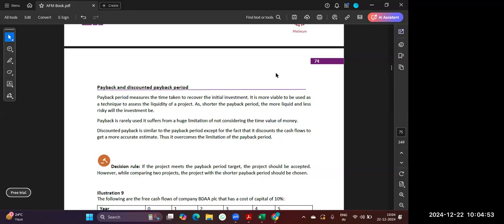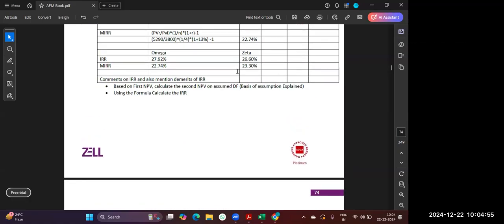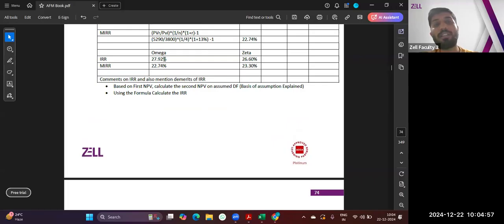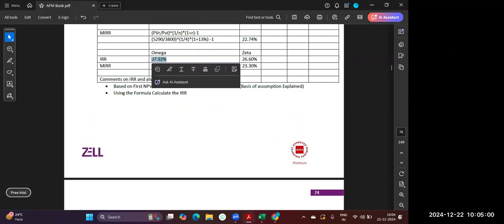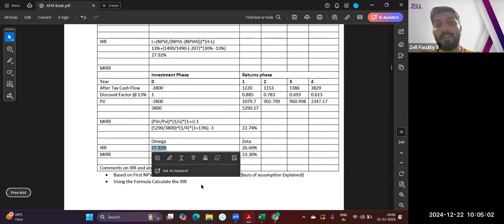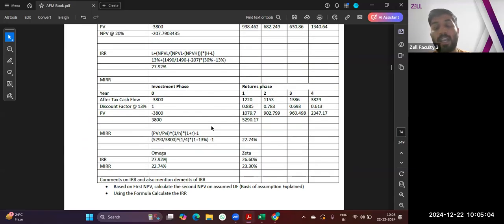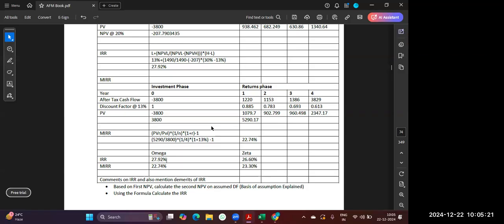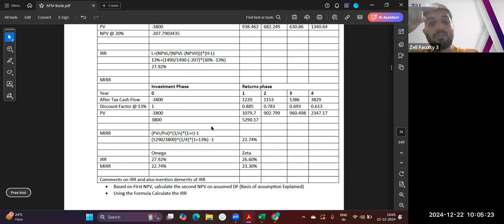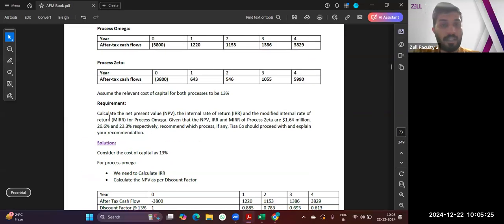Which project are we undertaking? We are just giving the analysis of which project is going. If you go by NPV, NPV will tell you to go with one project, IRR will tell you to go with a different project, and MIRR will tell you to go with a different project. If you go by IRR, you should go with Omega. But if you go by MIRR, you should go with Zeta. Correct? The question is not asking us to do that. The question is just asking us to do an analysis on that.